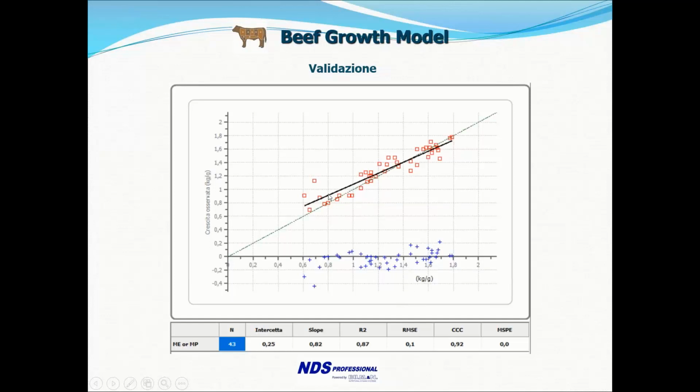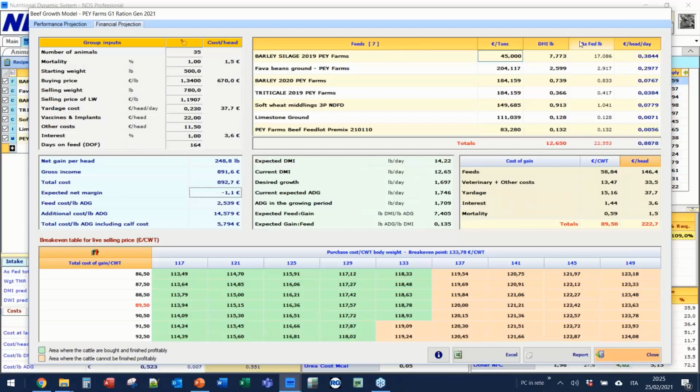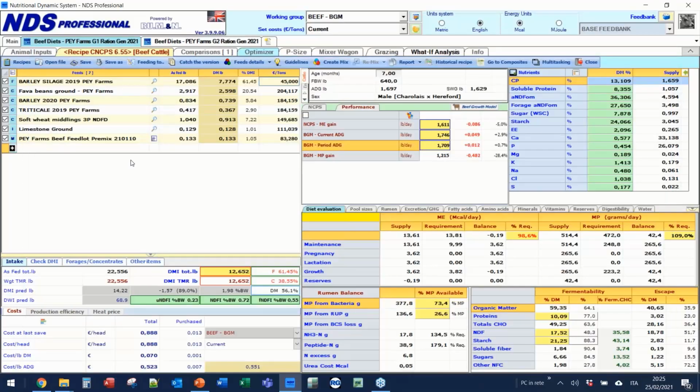And you can see that we are quite good in terms of the prediction, even though we have to recognize that sometimes we have outliers, and in this case we need to verify very well all the inputs, including the feed characterization, because many times we do not have proper feed characterization and dry matter intake.